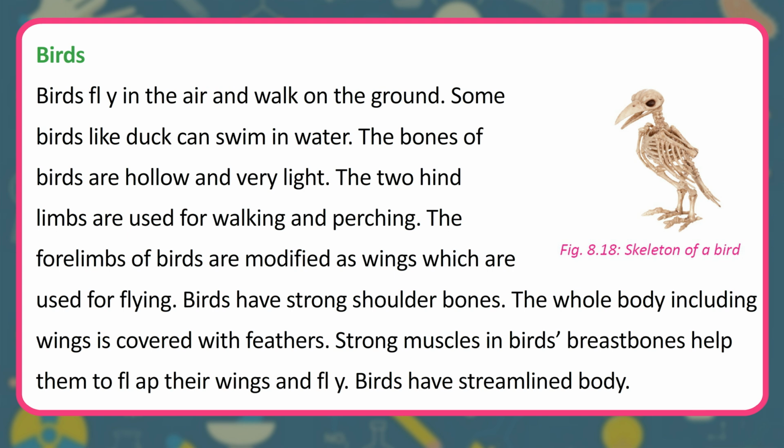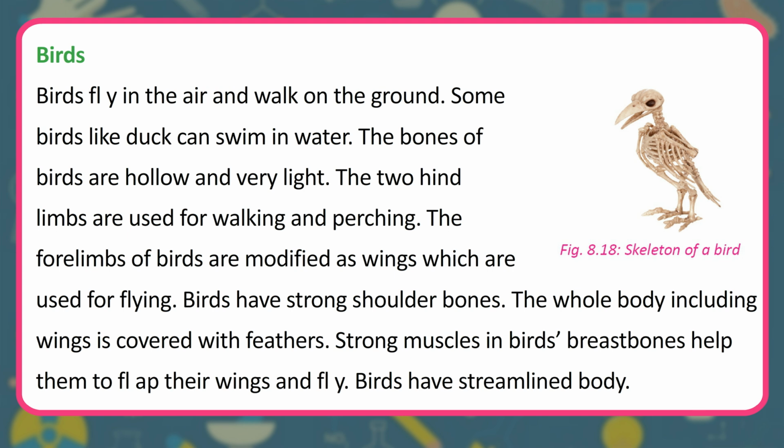Birds. Birds fly in the air and walk on the ground. Some birds like duck can swim in water. The bones of birds are hollow and very light. The 2 hind limbs are used for walking and perching. The forelimbs of birds are modified as wings which are used for flying.